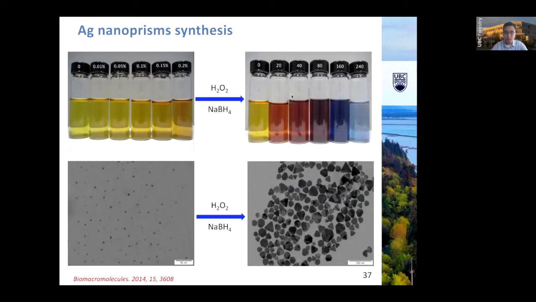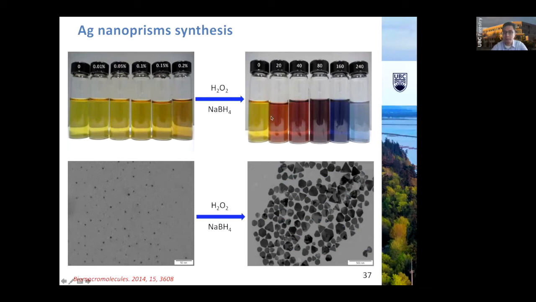So this is another example we are using for the water. This is not water treatment. This is more like water contaminant detection. As I mentioned, we can use cellulose nanofiber to synthesize those 3 nanometer silver nanoparticles. And the interesting part here is we are using combined oxidation and reduction. We have hydrogen peroxide as an oxidant and sodium borohydride as a reductant. By combining those at different ratios, we can convert this into those anisotropic triangular shaped silver nanoprisms.